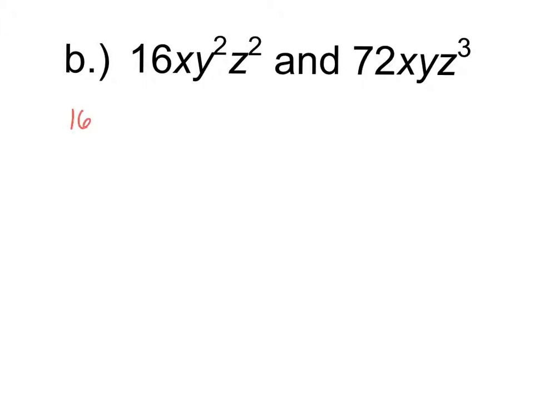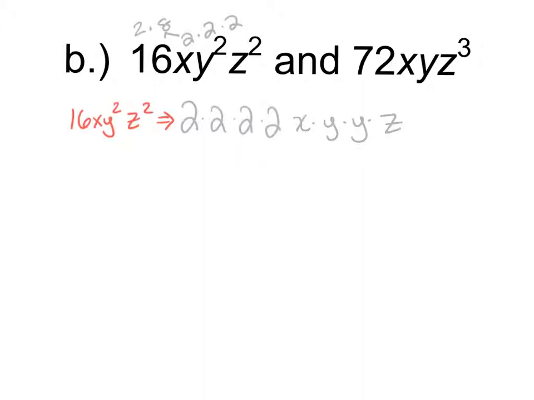All right, 16xy squared z squared. 16, think of the factors of 16. Any factors, 2 times 8. 2 is prime, 8 is not. 8, hopefully by now you remember, is 2 times 2 times 2. So 16 is really 8 times 2. Now you could write out the long way, x times y times z times z. And then the next monomial is 72xyz to the third.